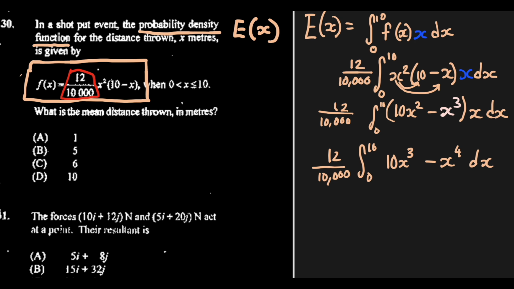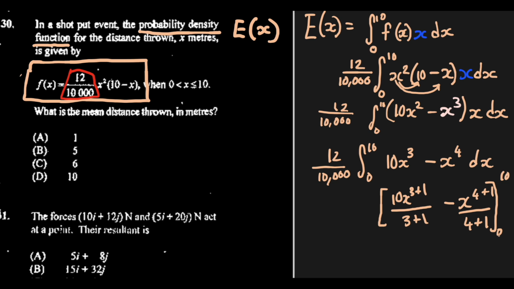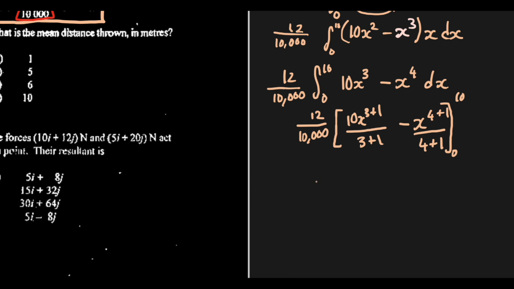Okay, so when we integrate this now, we'll end up with 10x to the power of 3 plus 1, and then we're dividing that by whatever we just did. So 3 plus 1 is what we're dividing this by, minus x to the power of 4 plus 1 over 4 plus 1. Now we can't forget to have the 12 over 10,000 outside. So now if I simplify this, I'll have 12 over 10,000, and then I'll have 10 multiplied by x to the power of 4 over 4, and then I'll subtract that from x to the power of 5 over 4 plus 1, 5.